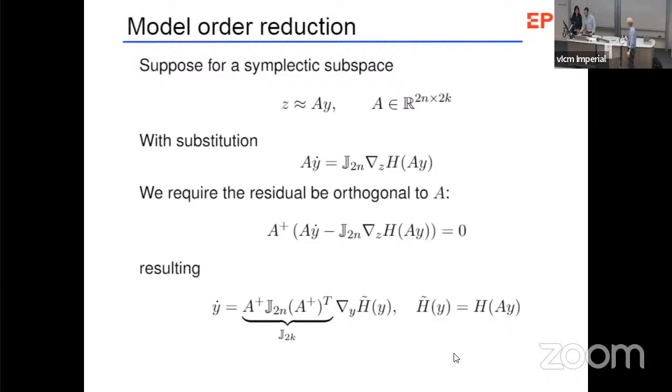Anyway, let's go. Now, if we just do what we did before, we plug it in. You have the substitution. We do the Galerkin projection. Now we get a system of equations, which is the reduced order model. But if A has this property that it's symplectic, then this operator in front is exactly the canonical J. And then we have recovered a problem which maintains its Hamiltonian structure with a slightly different Hamiltonian, but it's still a Hamiltonian problem.